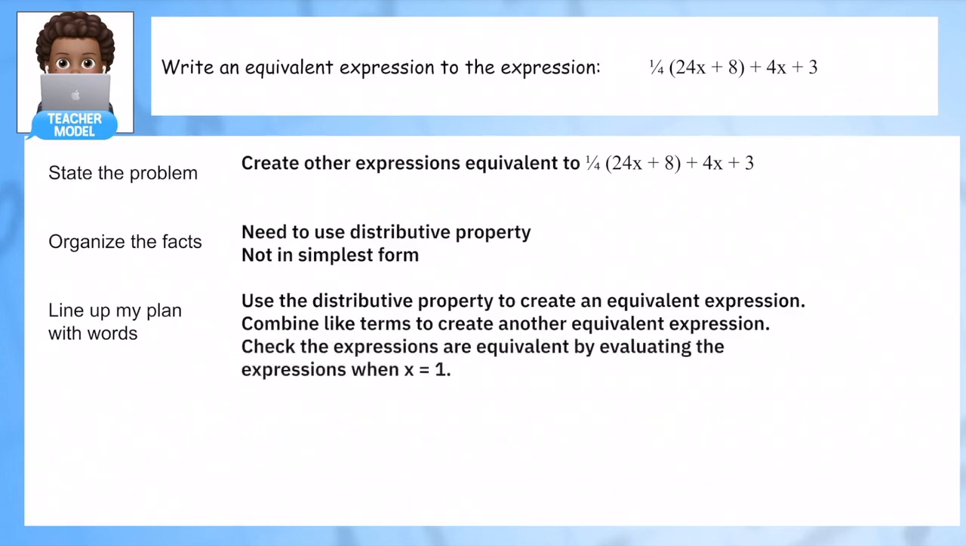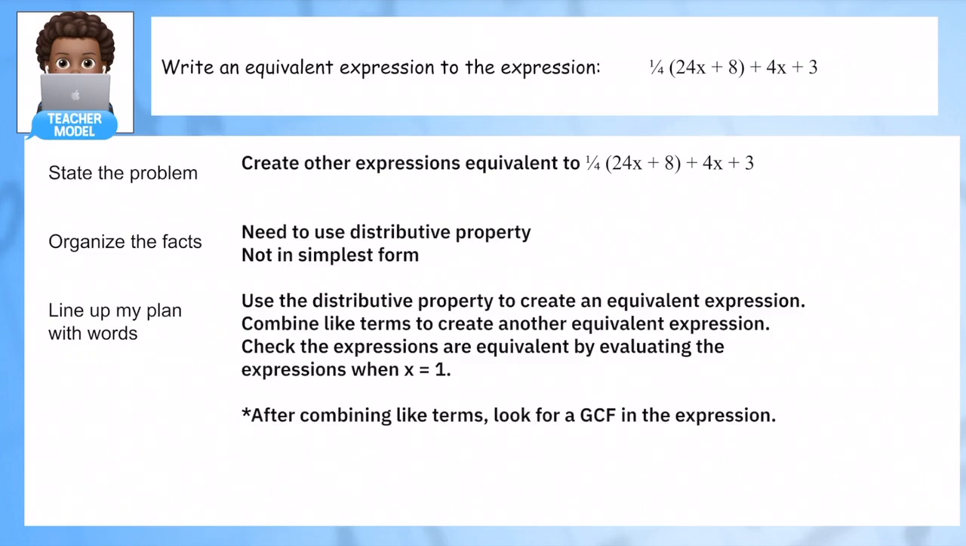And I'm going to check to make sure the expressions are equivalent by substitution. I'm going to say x equals 1 to see if those two are equal to the original expression. And then I'm going to have an additional surprise. I'm going to show you how I can combine like terms and look for a greatest common factor to possibly make a third expression. We're going to call that factorizing.